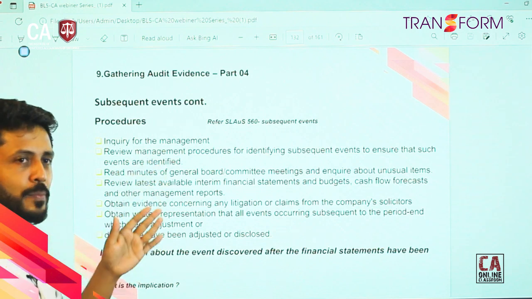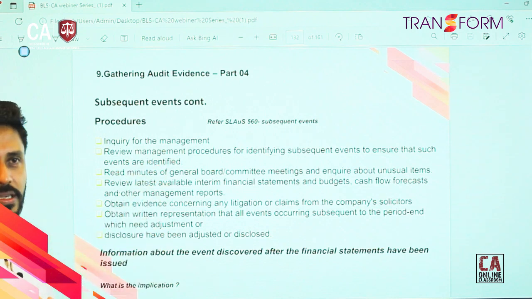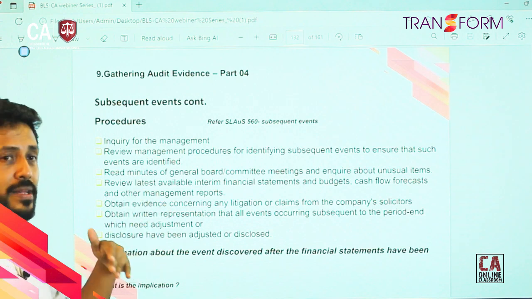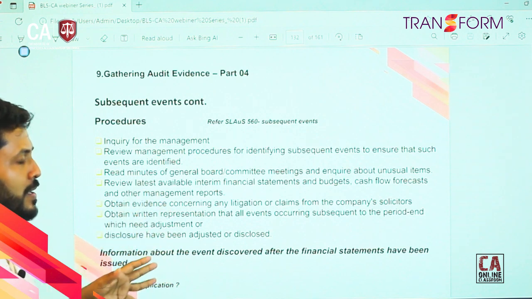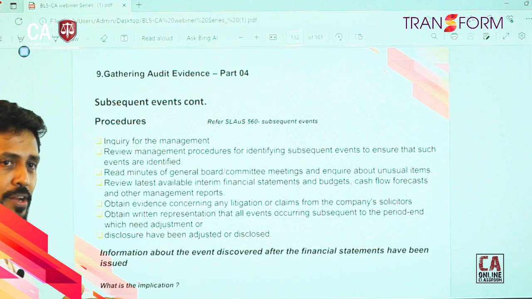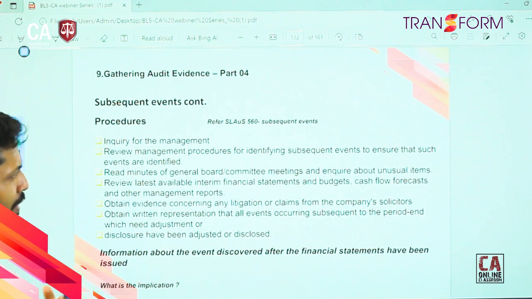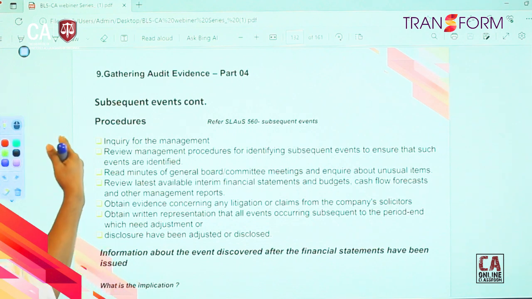So then as at the reporting date, we have not done a provision. So then it's a kind of adjusting event. So likewise, the auditor should perform adequate audit procedures to ensure the subsequent event disclosure.